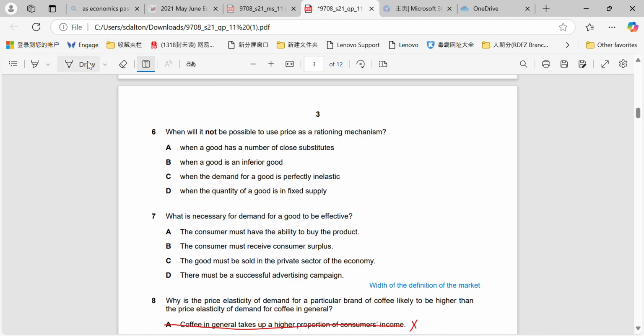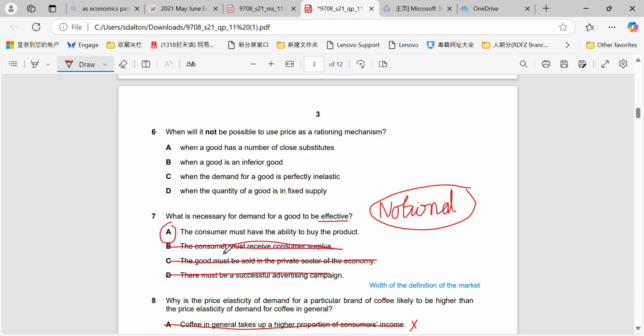Okay, what is necessary for demand for a good to be effective? So remember, effective demand is having the ability to pay for a product. We also have something that is known as notional demand, and that notional demand is just the willingness to buy a product, right? So notional is the willingness to buy, or the idea of purchasing the product. But effective demand means that we actually have to have the ability to follow through on wanting to buy it, or the ability to follow through on our notional demand to actually purchase it, and therefore it makes it effective demand.